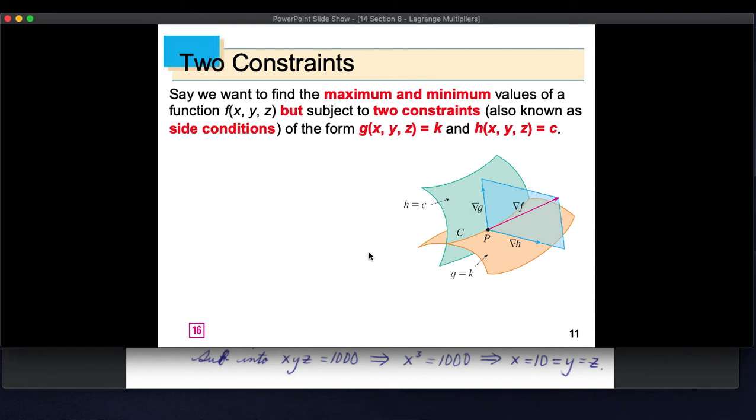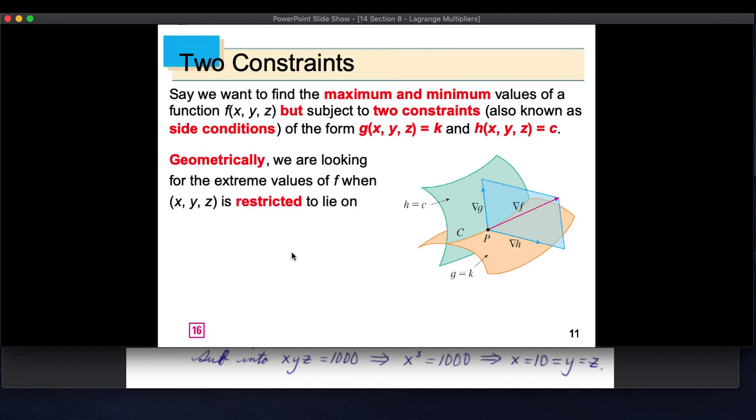Here's a pretty complicated picture, but the whole point is we're trying to maximize some function f of x, y, z, subject to two constraints. And notice that you could have three or more variables here, just like having only one constraint. Geometrically, we are looking for the extreme values of f when xyz is restricted to lie on some specific curve of intersection C. It's kind of hard to see here, but it's that little curve right here that's being intersected between those two surfaces.